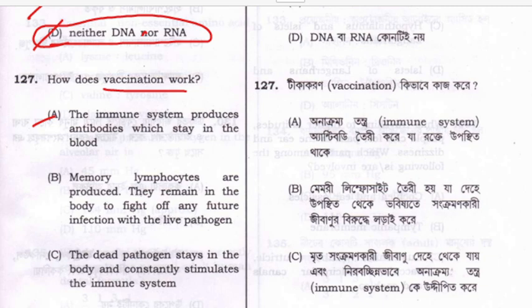The immune system produces antibodies which stay in the blood. Memory lymphocytes are produced. They remain in the body to fight off any future infection with live pathogen. The dead pathogen stays inside the body and constantly stimulates the immune system. All the above. So the vaccine induces the immune system to produce antibodies against that particular pathogen. The memory lymphocytes memorize it, and the pathogen remaining in the bloodstream constantly induces the immune system to produce antibodies. So the correct answer will be all the above.